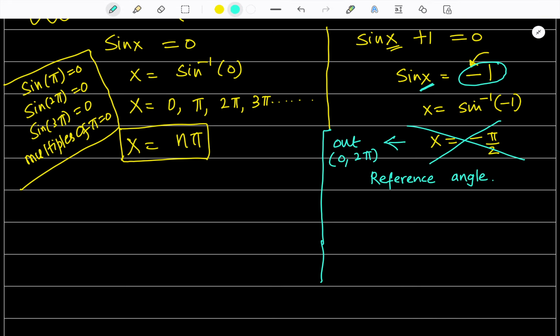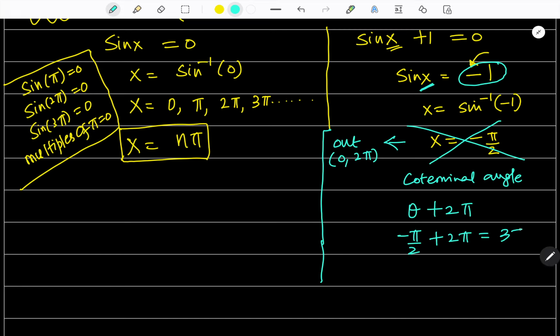So theta plus 2 pi. If I use this formula, this is the coterminal angle. Also you can use the coterminal angle as a reference one. So theta plus 2 pi, which is negative pi by 2 plus 2 pi, gives 3 pi by 2. Now try this 3 pi by 2 inside here. Take your calculator and check sine 3 pi by 2. Fraction mode, 3 shift pi divided by 2. I'm getting minus 1.